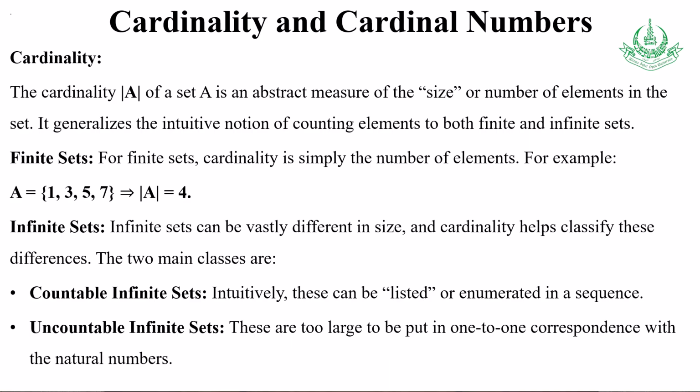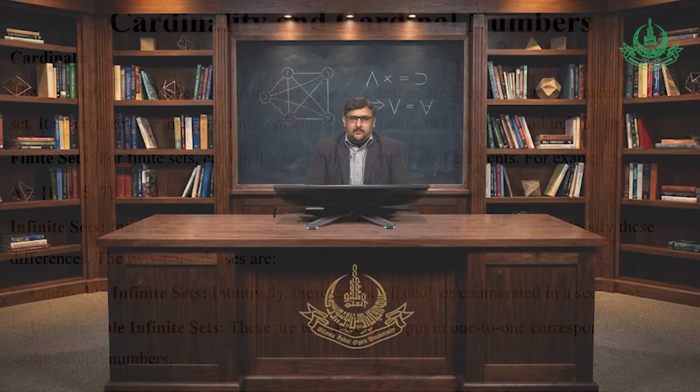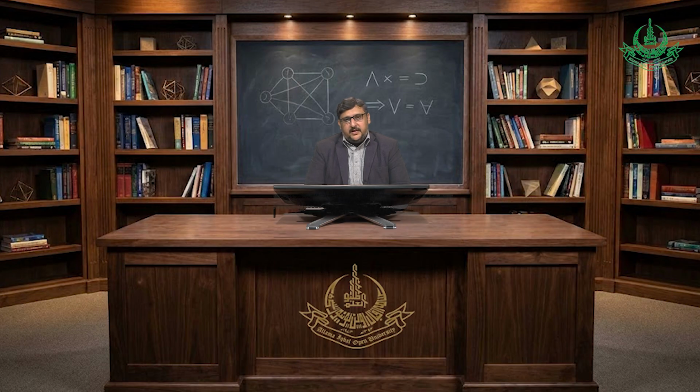So we consider that to be a countably infinite set. Uncountable infinite sets are too large to be put in one-to-one correspondence with the natural numbers. When we don't have a bijection between the infinite set and the natural numbers, we say that it is an uncountable infinite set.